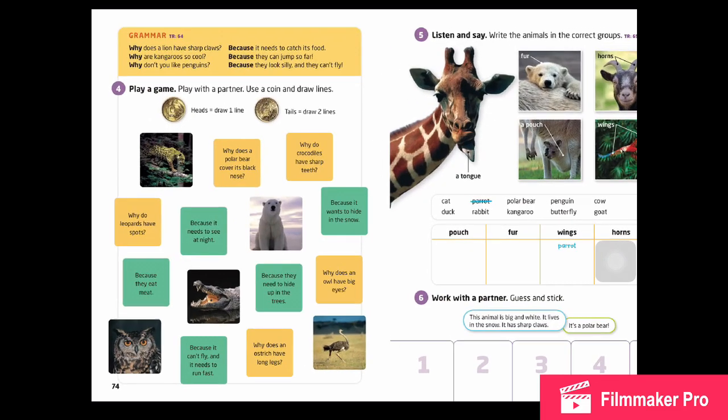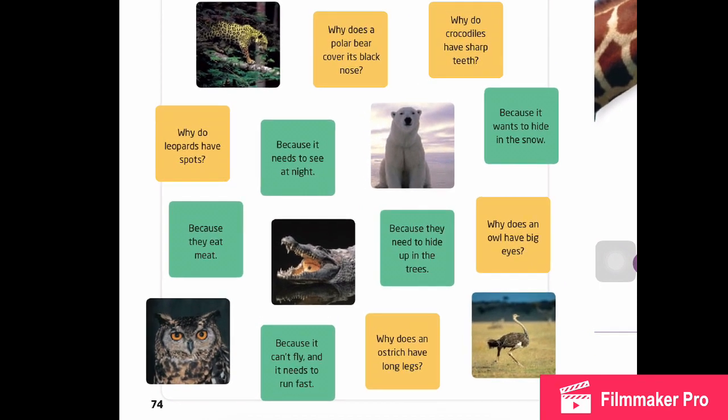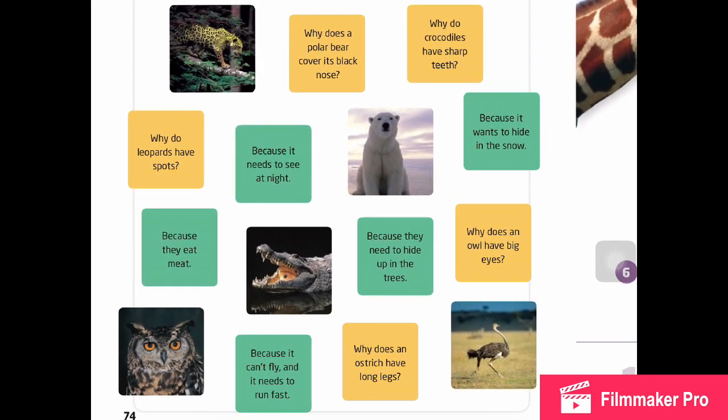Now you are going to answer this exercise. You are going to try to make a relation between the questions and the correct answers.